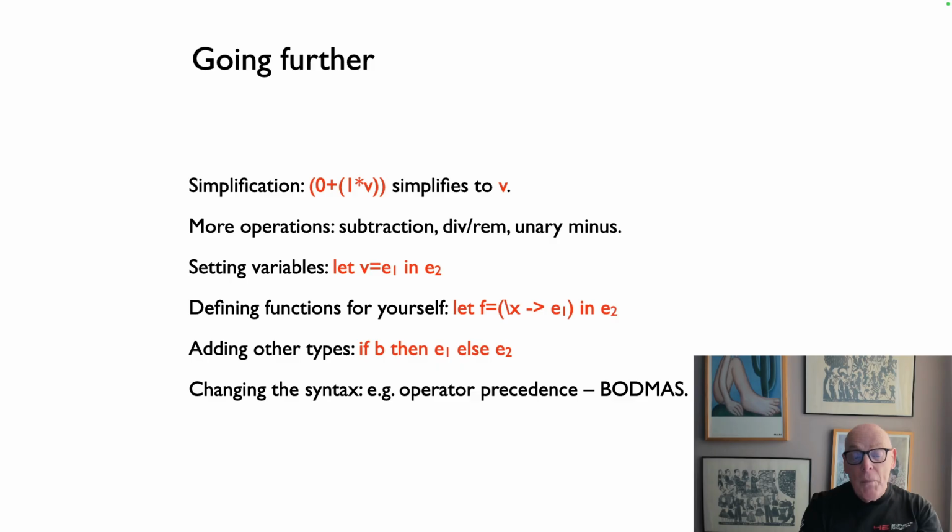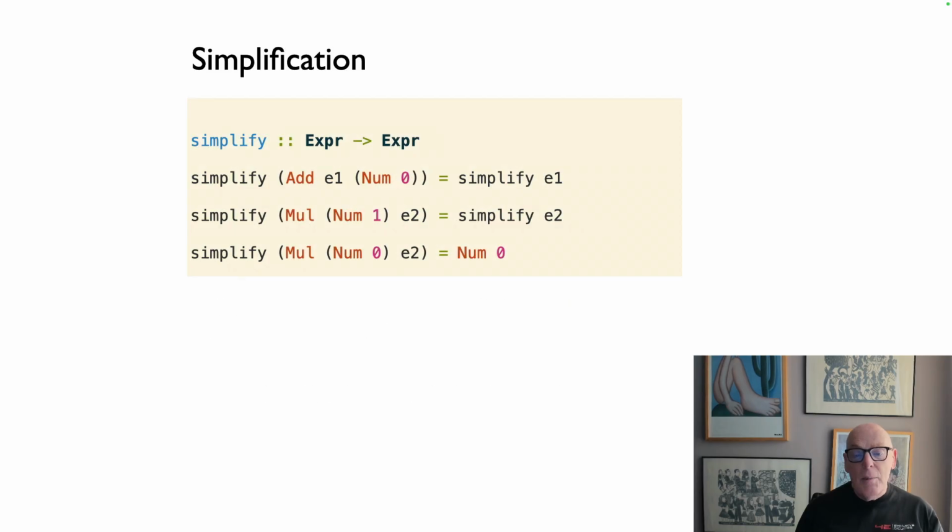You could also change the syntax. At the moment, we have to fully parenthesize everything. You could have operator precedence implemented. Now this would change the parsing algorithm, for example, so that if you saw something like 2 plus 3 times 4, you'd know to do the 3 times 4 first and then add 2 to 12. So there's a whole lot of ways you can take this further. Let's look at simplification just as a simple example.